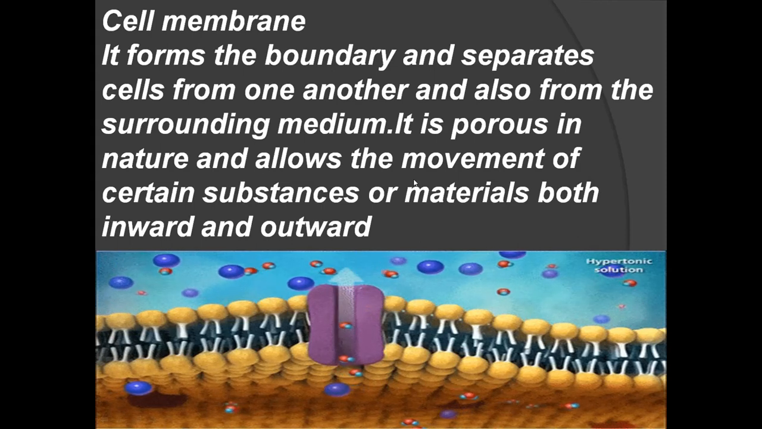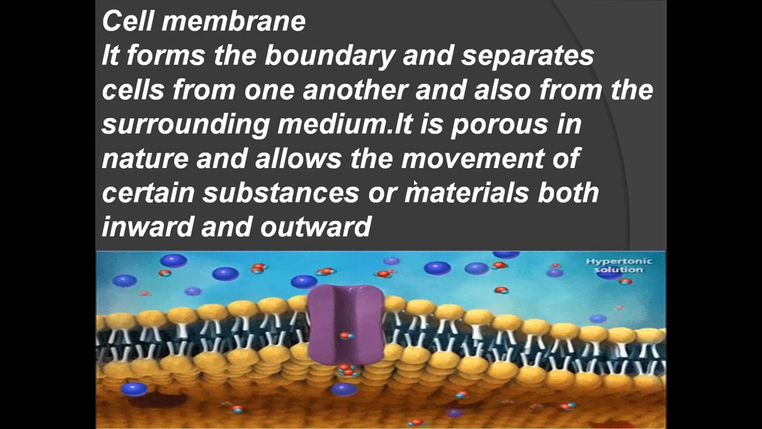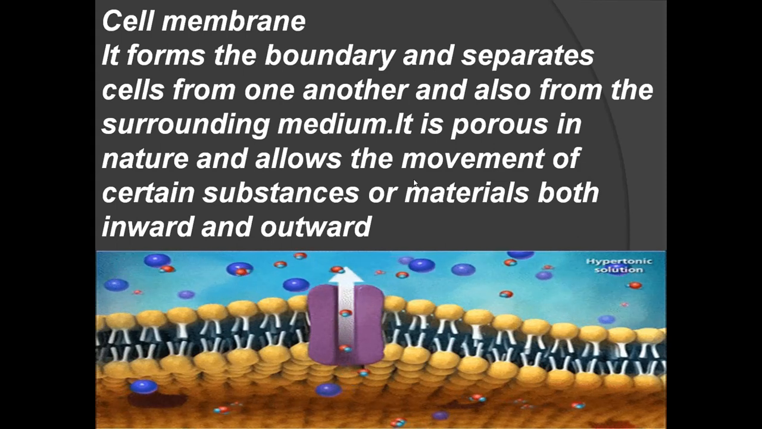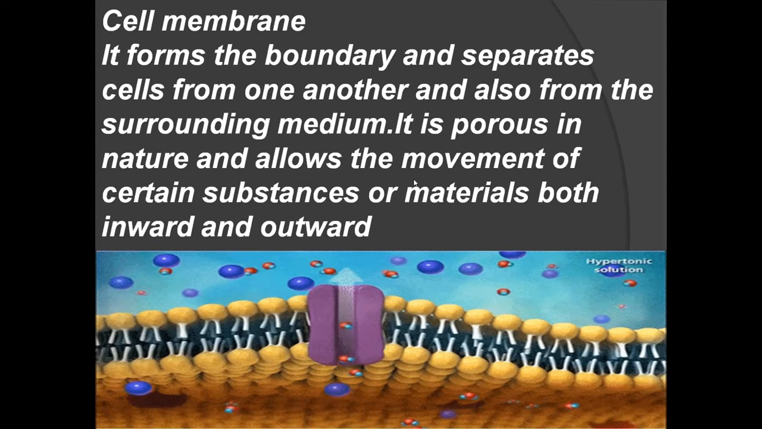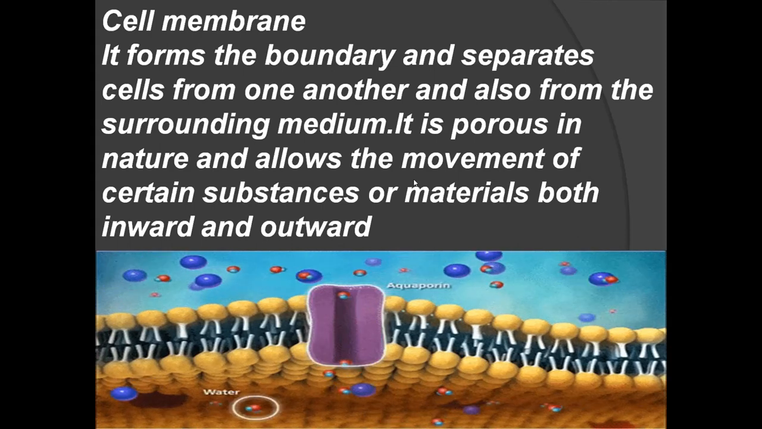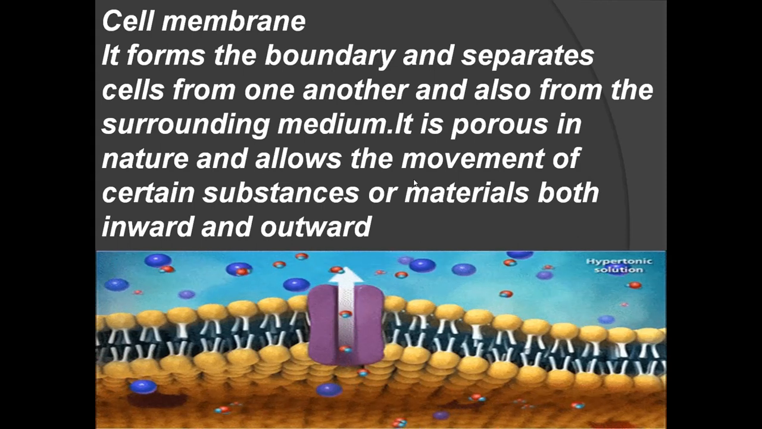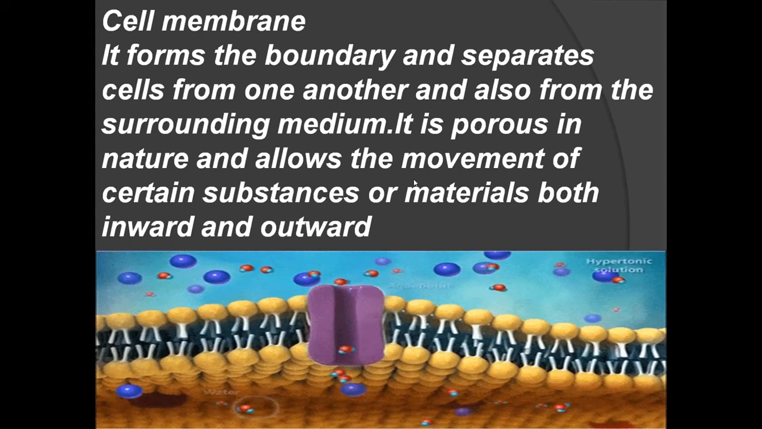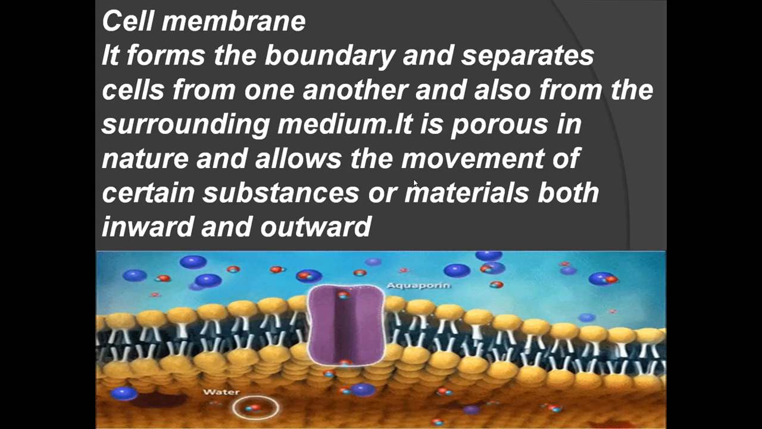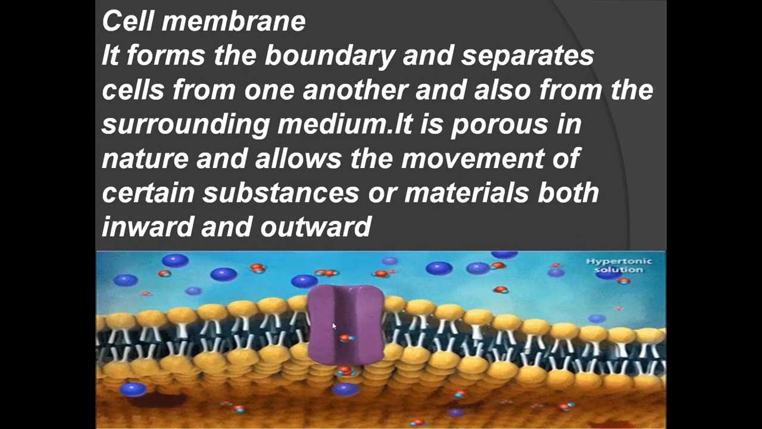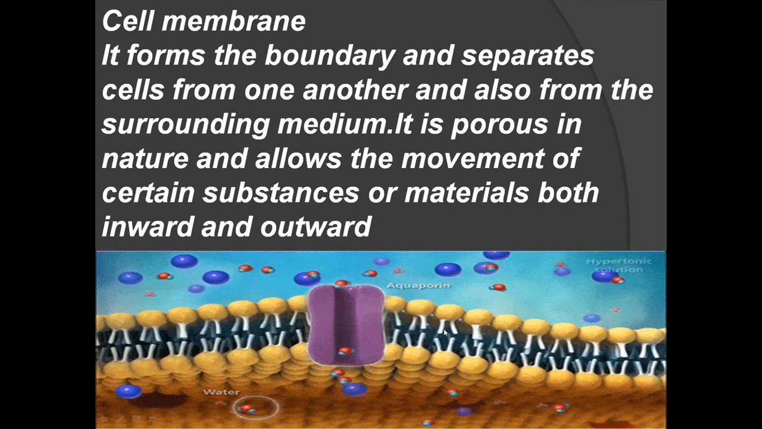Next, let us move on to the cell membrane. Cell membrane forms the boundary and separates the cell from one another and also from the surrounding medium. It is porous in nature and allows the movement of certain substances or materials in and out, inward and outward. So this is the image of a cell membrane.